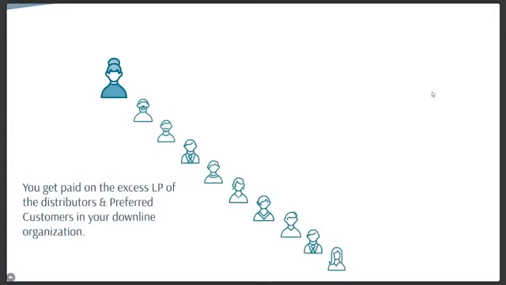You're also going to get paid on the excess LP of distributors and preferred customers in your downline organization. And this is how those percentages work, right? Again, we see kind of a flipping of that 2 and 25%, where you're occupying that 25% as your instant discount. So that wouldn't be paid out to your upline organization. The same applies to your downline organization.